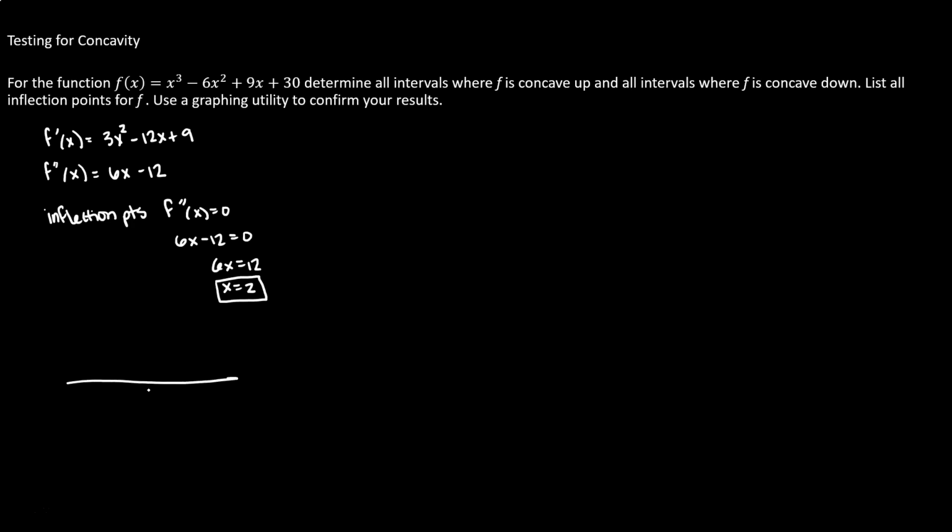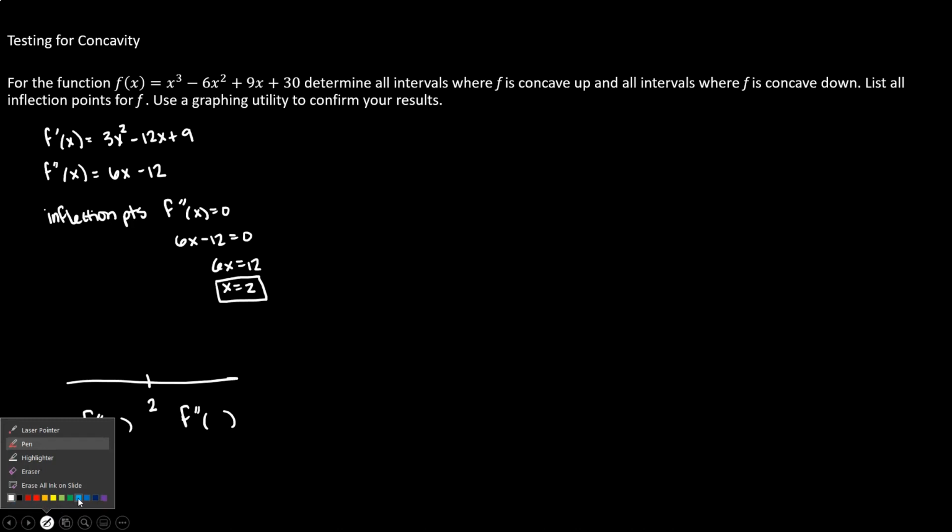I'm going to put that on our number line because that is the place where our function changes concavity. So it's either concave up on the left and concave down on the right, or it's concave down on the left, concave up on the right. To figure out what we have, we're going to look at the second derivative at some test points, just like we did before. So let's pick a test point.